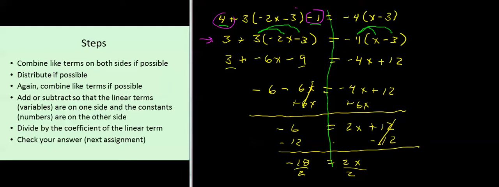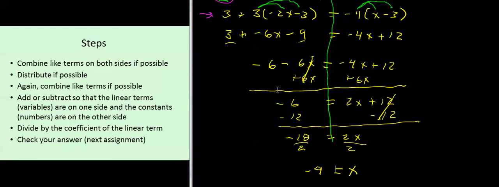All right, real briefly, we combined our like terms. We distributed wherever it was possible. Sometimes it'll be on one side, sometimes both sides, sometimes neither side, as in our first example. After we distribute, we combine like terms, once again, looking at each side separately. So my 3 and my negative 9, we combined here.